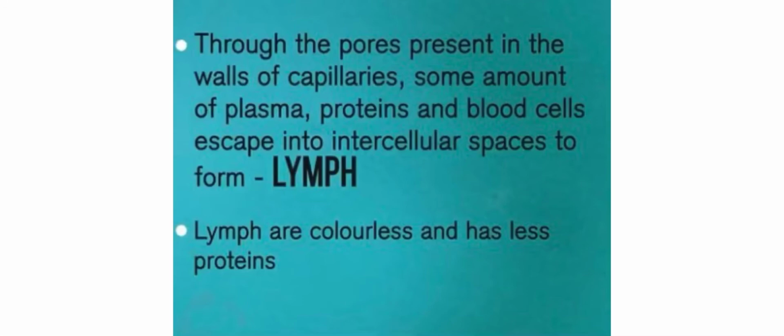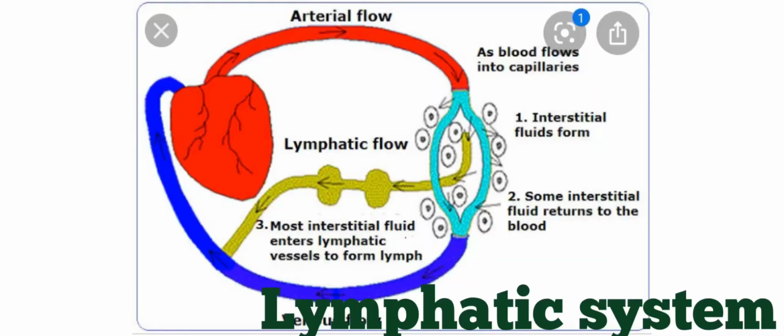Lymph is colorless and has less protein. In our body, there is a system for the removal of unwanted toxins, waste and excess water, and this system is the lymphatic system. Like blood flows through blood vessels, lymph, which is a colorless liquid, flows through the lymphatic vessels. The functions of this system are, first, they fight against infections.